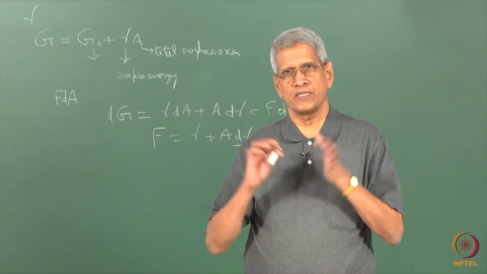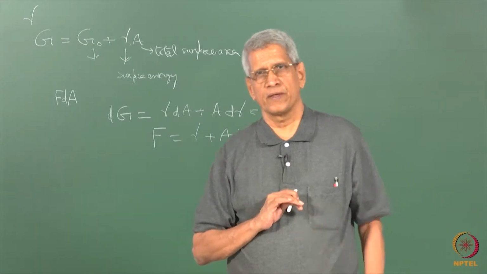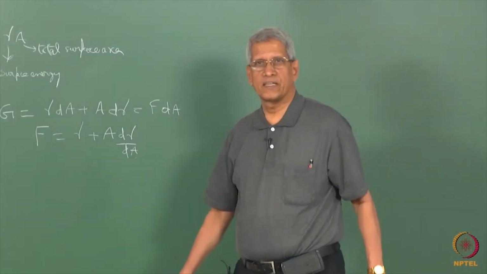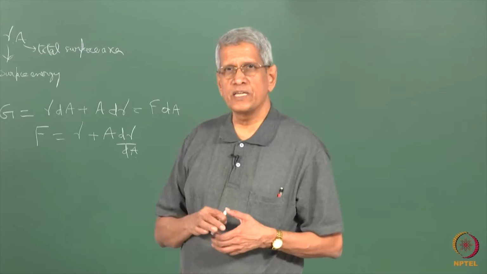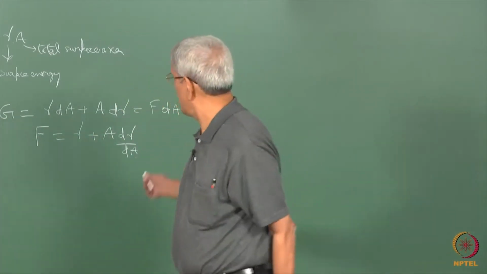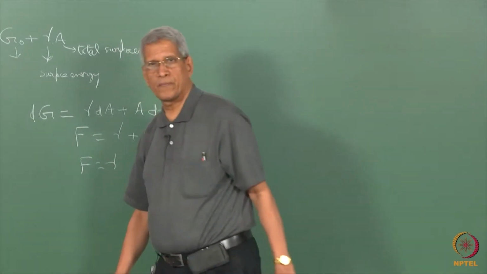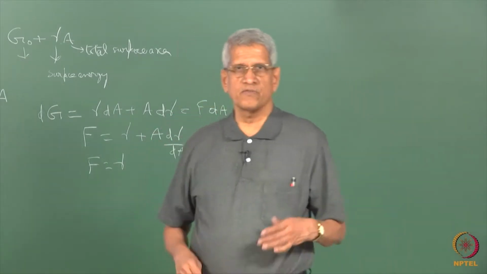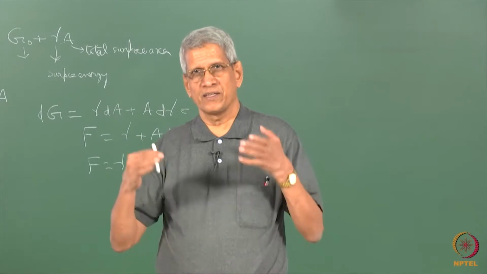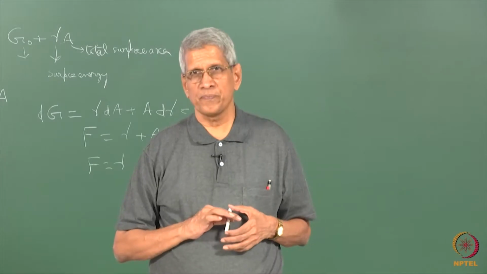Suppose we consider a liquid. What is going to happen is that in a liquid the surface energy is independent of the area, correct? So this term will turn out to be 0, and F will be equal to gamma. In this case we can consider this as the surface tension. When it is a liquid, surface tension and surface energy can be used interchangeably.